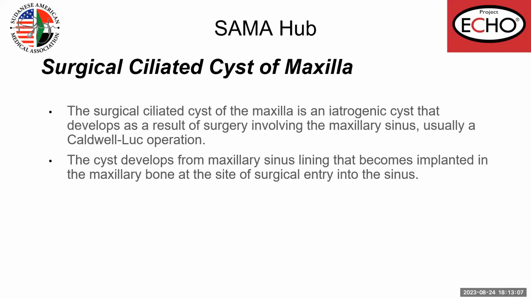The surgical ciliated cyst is iatrogenic by definition, and it develops after surgical procedures involving the maxillary sinus, mainly the Caldwell-Luc operation. The cyst develops from maxillary sinus lining that becomes implanted in the maxillary bone at the site of surgical entry into the sinus.